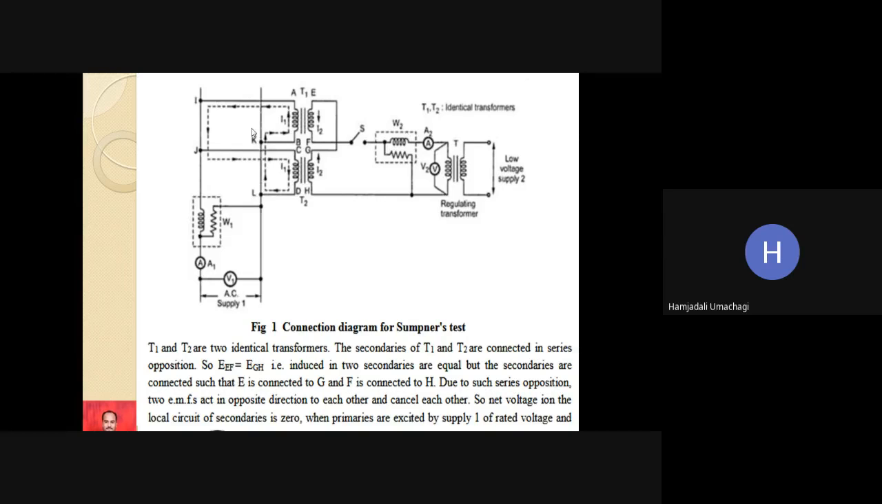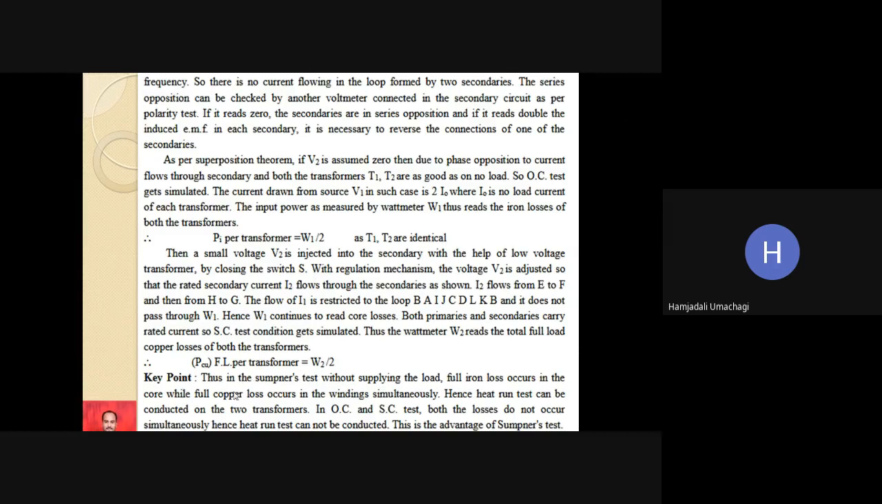So here, open circuit test as well as short circuit test: open circuit test on this side, short circuit test on this side. Both will be conducted simultaneously. That is the meaning. Thus, in the Sumpner test, without supplying the load, full load iron loss occurs in the core.